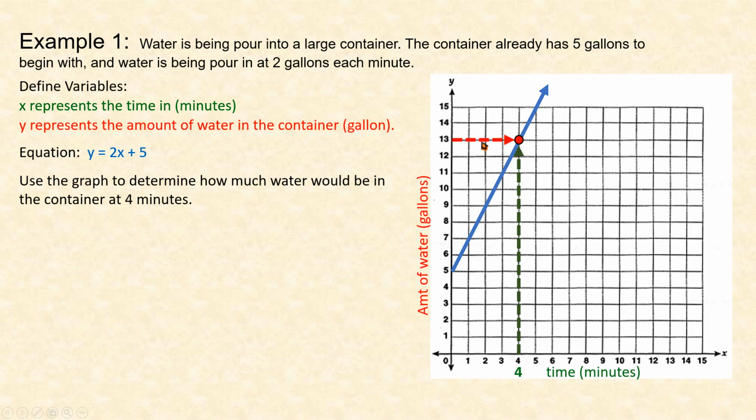So I look across here, right? That point is the intersection of 4 minutes and 13 gallons. So that's how I know it's going to be 13 gallons, right? 13 gallons at 4 minutes.